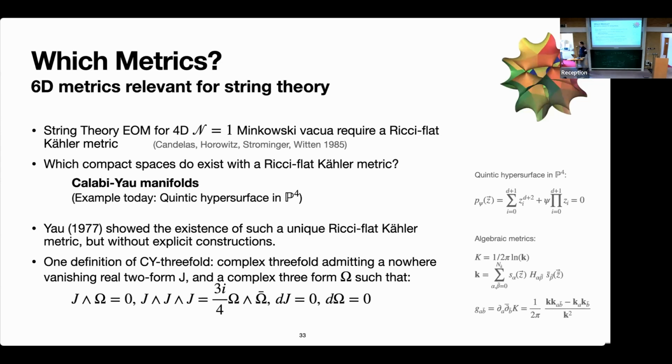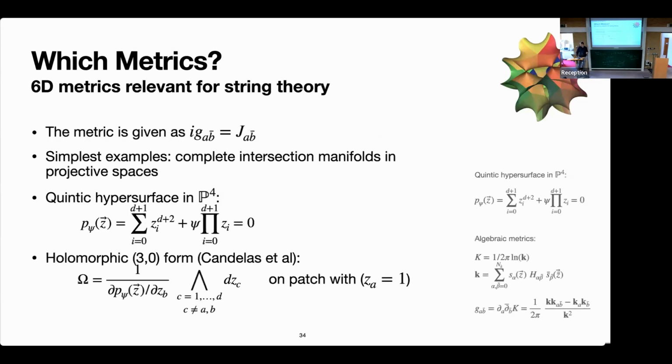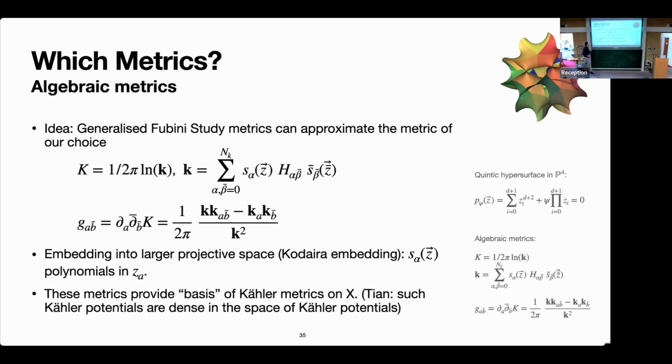So can we solve this? Now we have to be explicit. Again, we have to make an ansatz for these metrics. So we have to look at particular examples. So here for the quintic hypersurface, we know how this 3-0 form looks, and then we can look at the metric. One thing is that we can look at generalized Fubini-Study metrics, and they can approximate the metric of your choice. So this is essentially the crucial line.